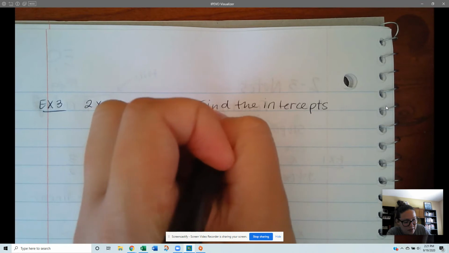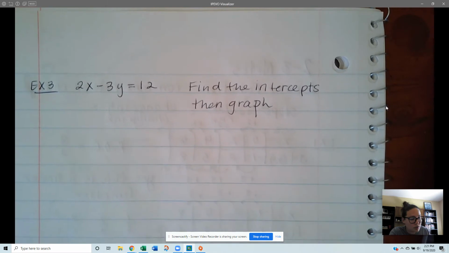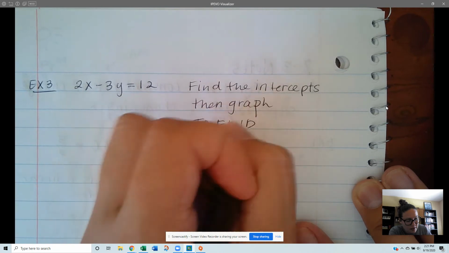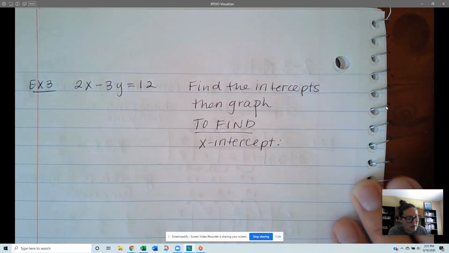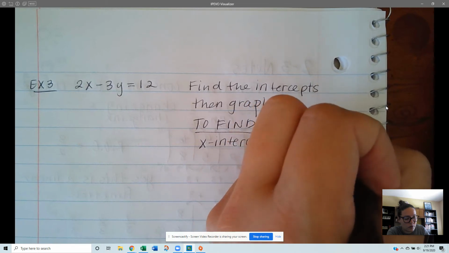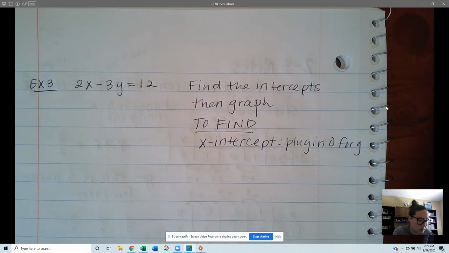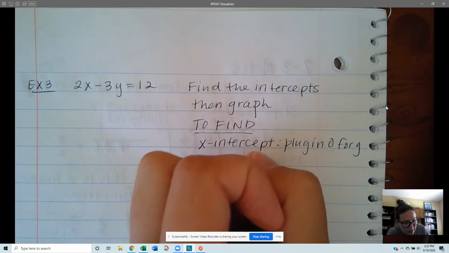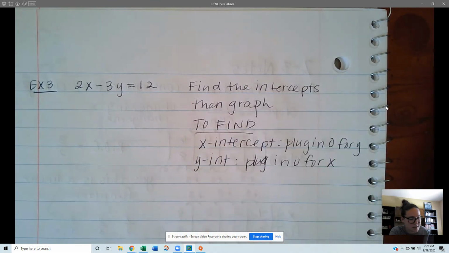Okay, so here's the rule. To find the x-intercept, we plug in 0 for y. Because remember, on the x-axis, y always equals 0. To find the y-intercept, we're going to plug in 0 for x. That's a 0. Plug in 0 for x.